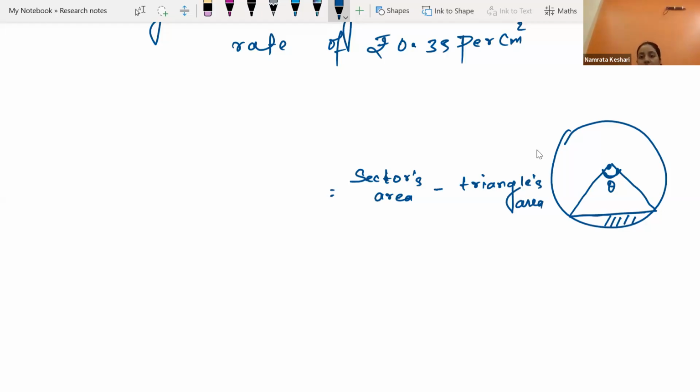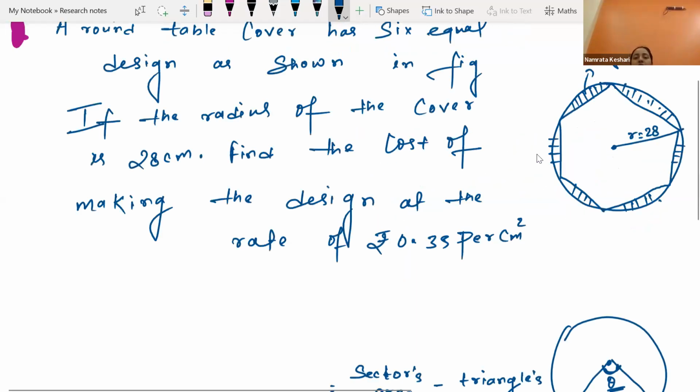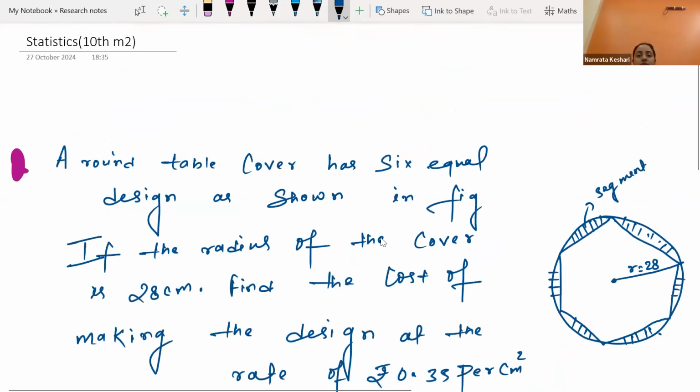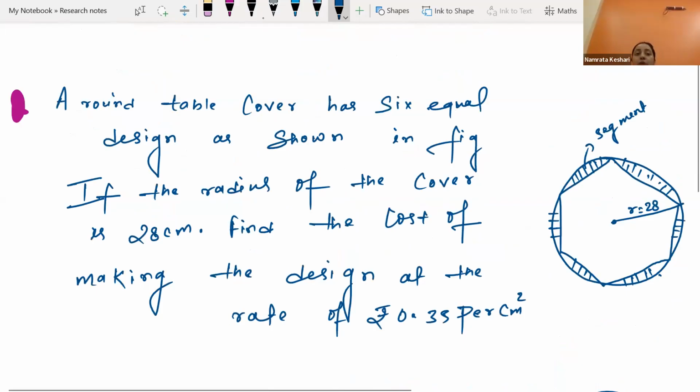Here angle we must know, then only we'll be able to use this formula for sector area, that is theta by 360 into pi r square. And for the triangle area, we try finding it by just dropping the perpendicular, using the trigonometry and all. Here in this particular question angle is not given. You can read the question carefully. We don't know the angle, but we'll be able to find the angle because six equal segments are there.